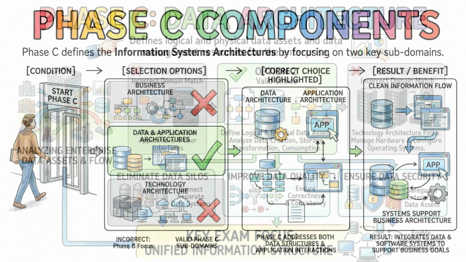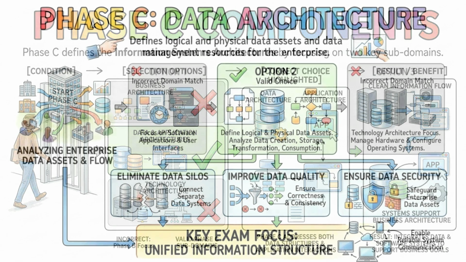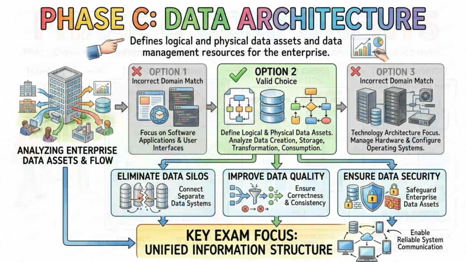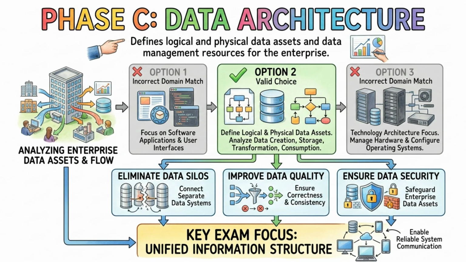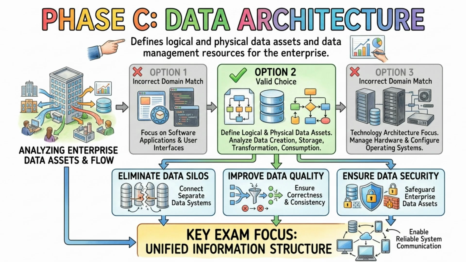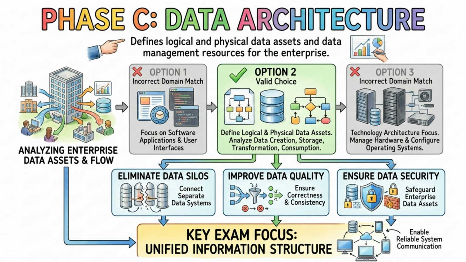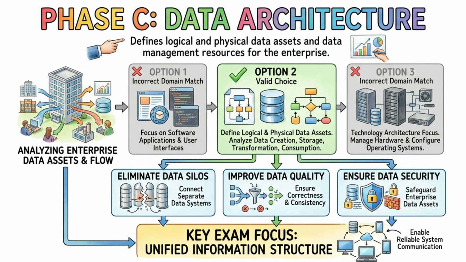The data architecture portion of Phase C defines the logical and physical data assets of the enterprise, along with data management resources. Architects analyze how data is created, stored, transformed, and consumed across various business functions. The goal is to eliminate data silos, improve data quality, and ensure data security across the entire enterprise. On the exam, focus on how data architecture creates a unified information structure that allows systems to communicate reliably.